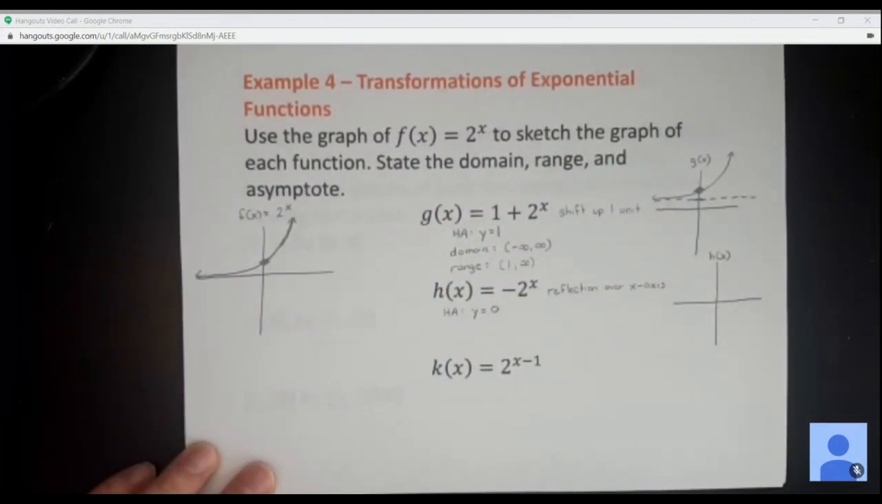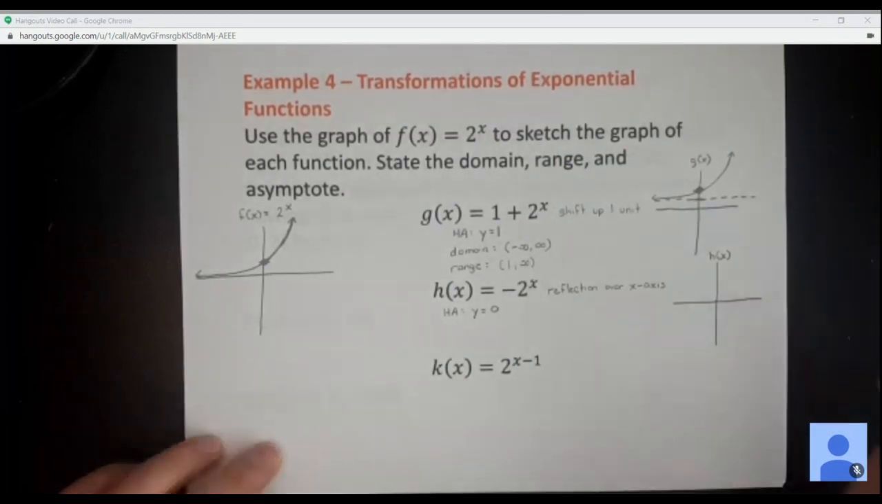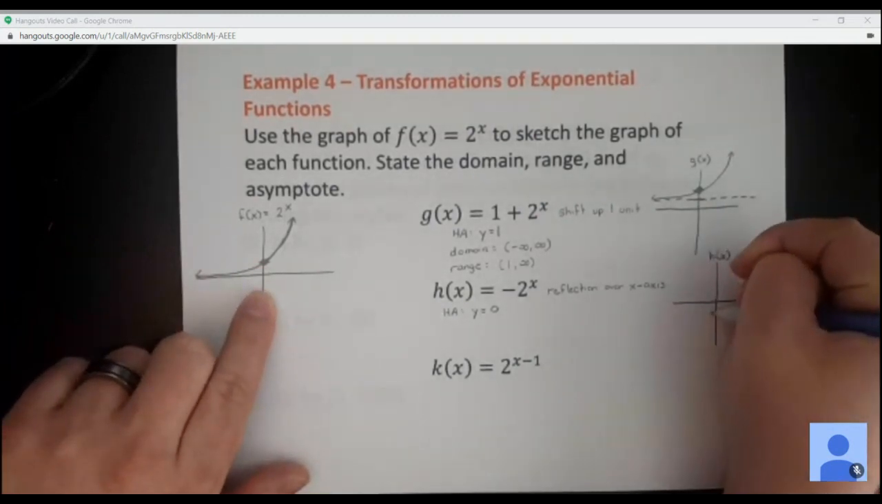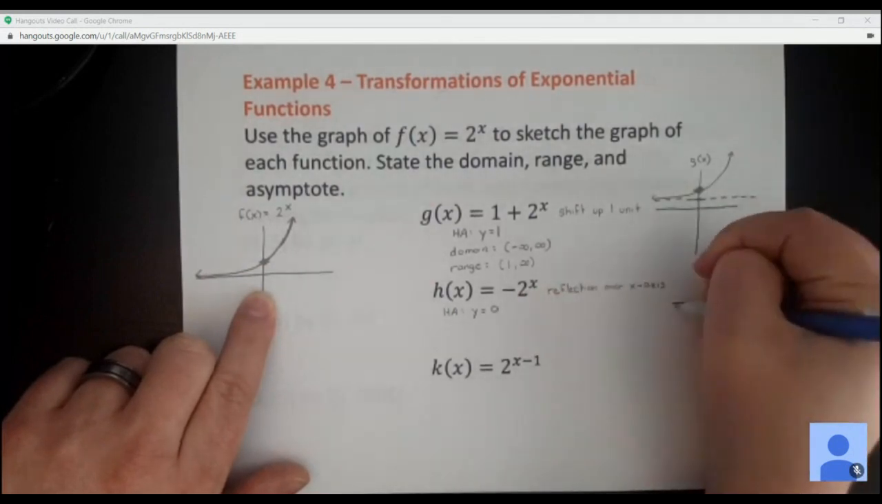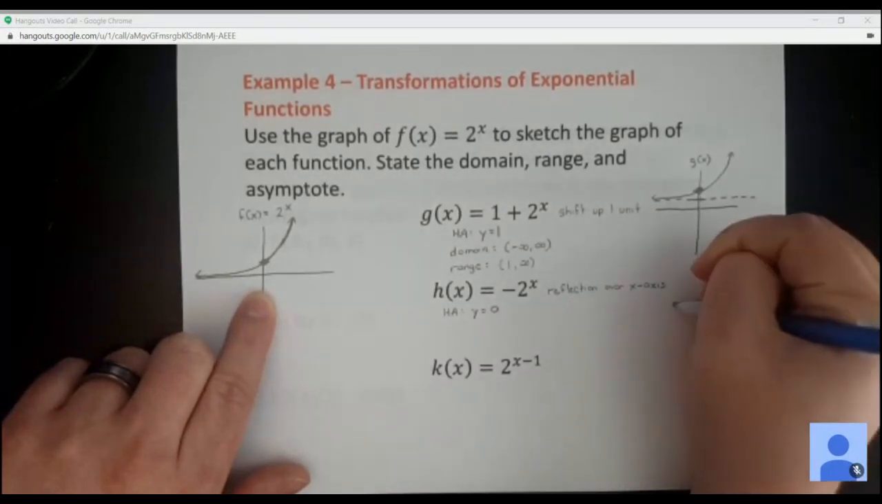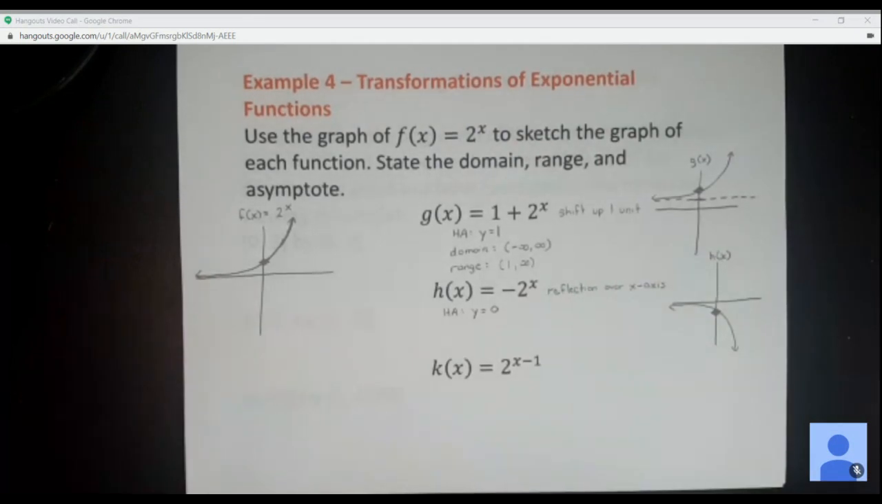What is something that would change? Y-intercept, right? So instead of being up at +1, it gets reflected over the x-axis, so now it's down here at -1 instead. We already said our horizontal asymptote's still at y equals 0, so now our graph is going to do something like this instead. So any questions on that reflection?